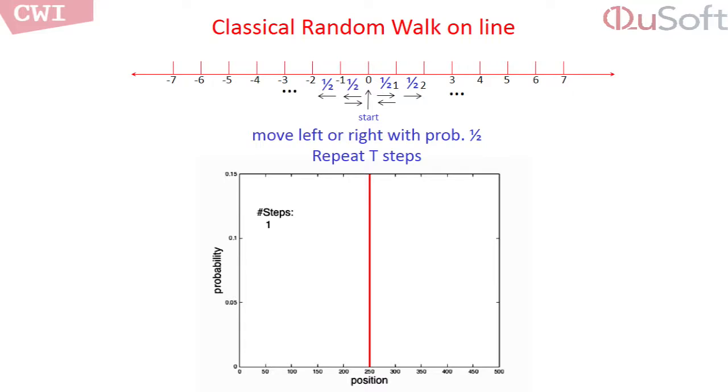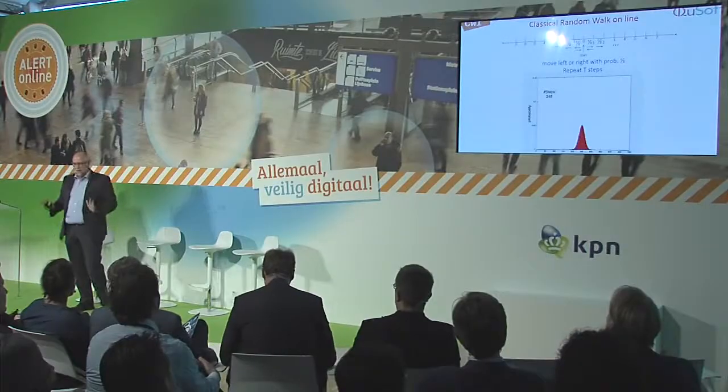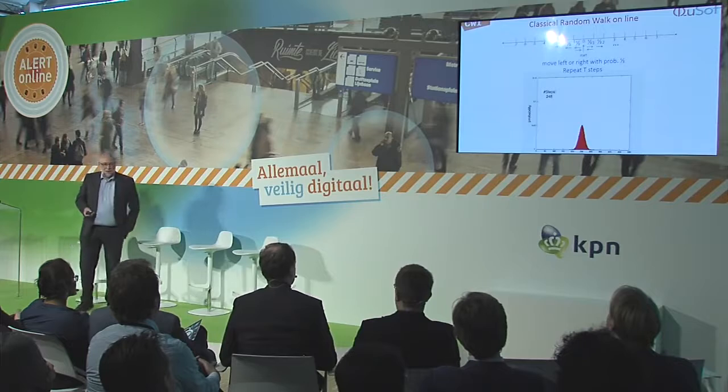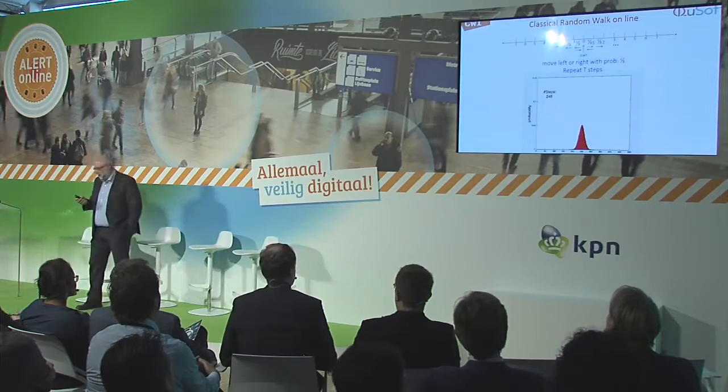When you do that, you get a picture that looks something like this, and I'm plotting here the probability over the time. You can see that as time goes on, the probability that you move away from zero is small. You're still very much concentrated on zero, but you have a little bit of variation, so you are a little bit away from zero to the left or to the right. The height of this little mountain tells you how much probability you have to be at a certain location.